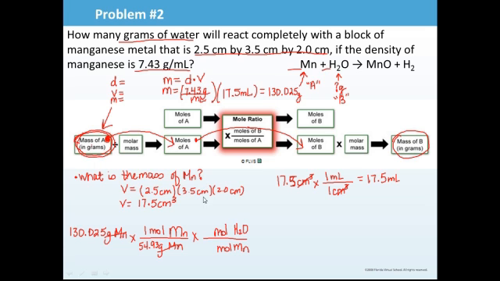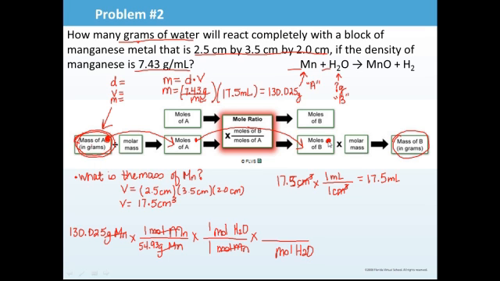So we put the coefficients. This just happens to be a 1-to-1 ratio. Our mole of manganese cancels. We're left with moles of water. Still not the unit that we were asked for, so we are not done. We put another X, we put another line. Whatever unit you have up top here, that is the unit that you put down here.